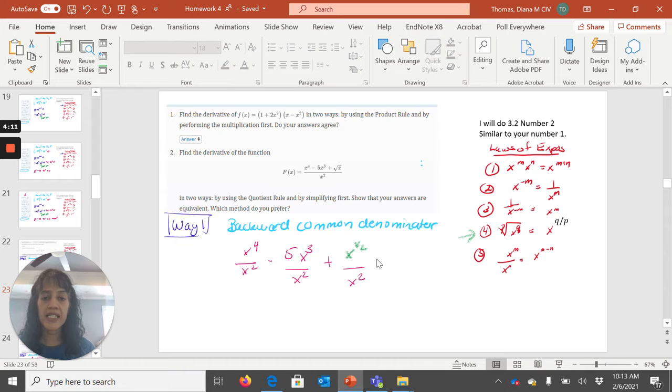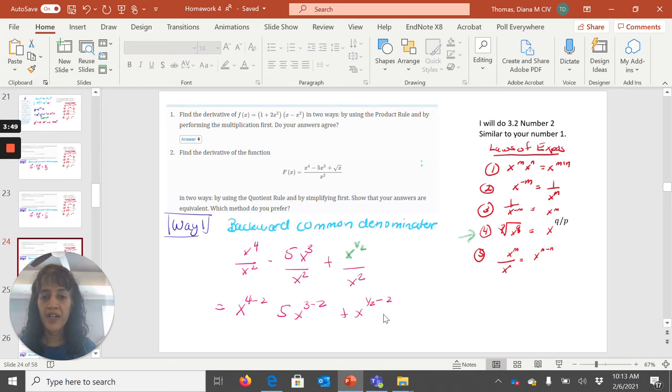So the first thing is I take this square root of x and apply the fractional rule from the laws of exponents and change it to x to the 1/2. And the first thing I did is I split this up, broke it up as backward common denominator, just like I did in the previous problem. So if I combine all this, I'd be back to the previous step. So I change that to x to the 1/2.